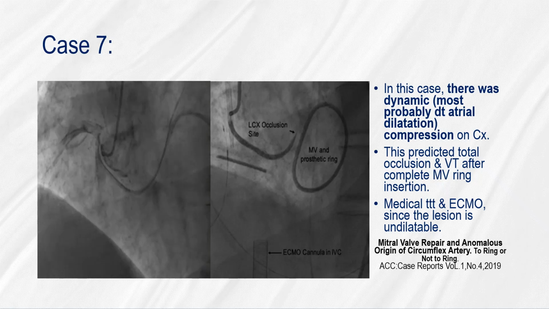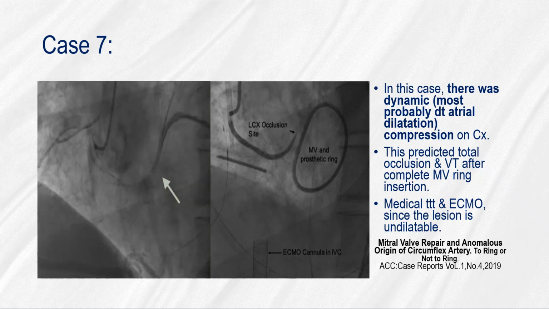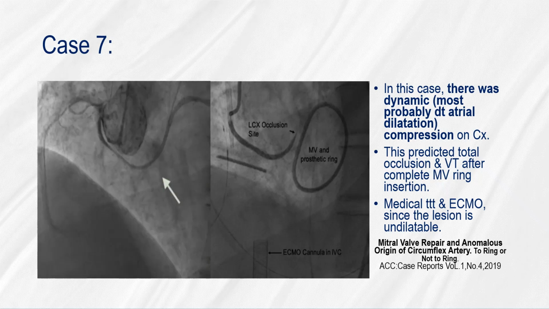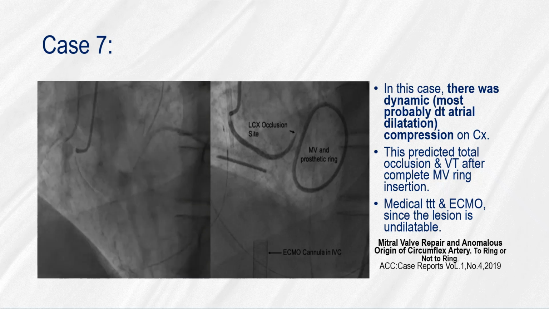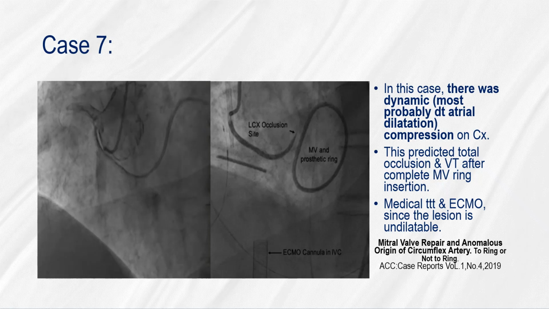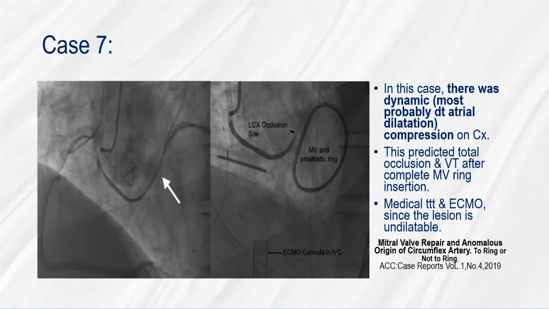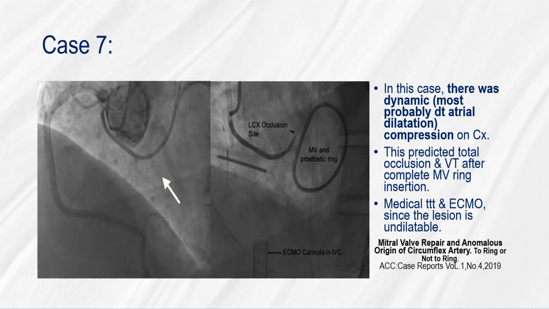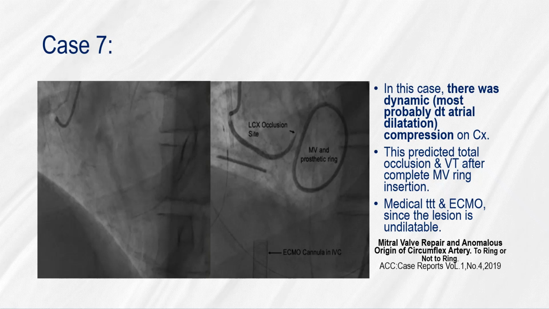In this case, there was a preoperative dynamic compression of the CX, most probably due to atrial dilatation, and this predicted total occlusion and VTAC after complete mitral valve ring insertion. Medical treatment and ECMO was done since the lesion is undilatable.